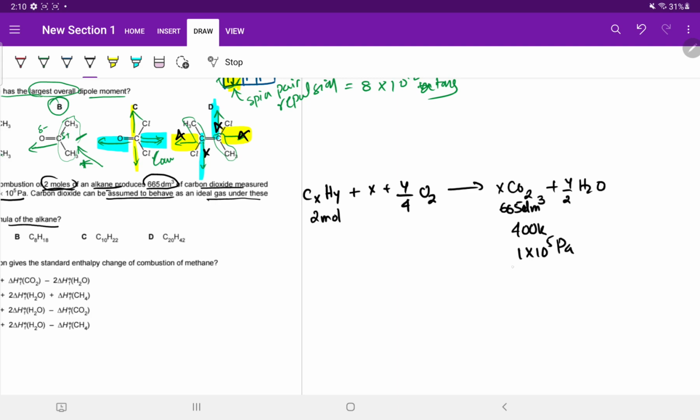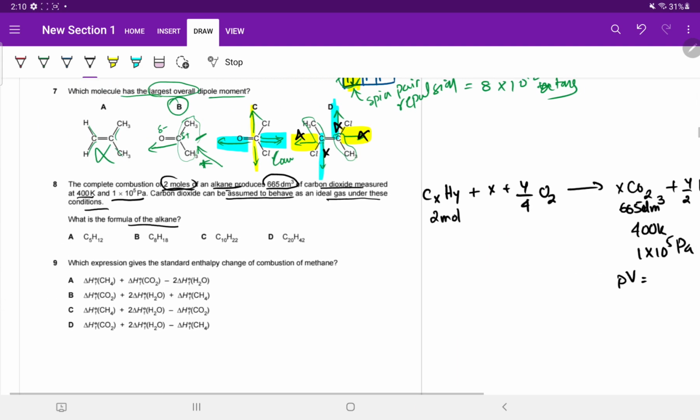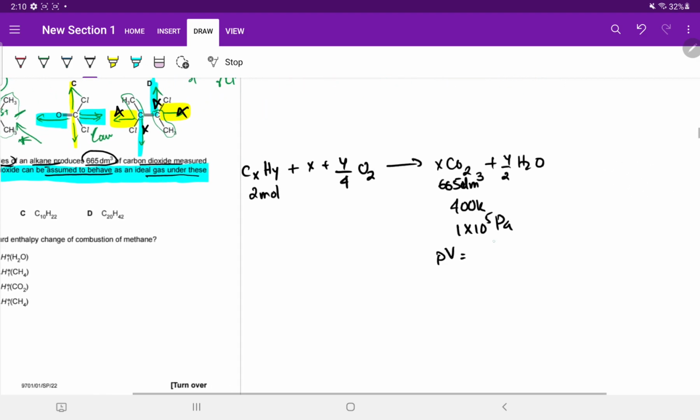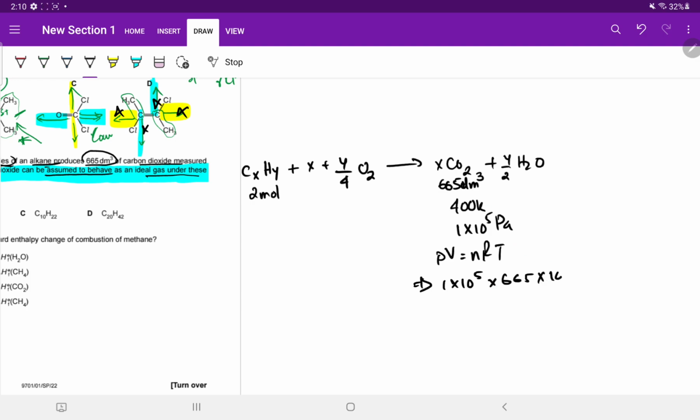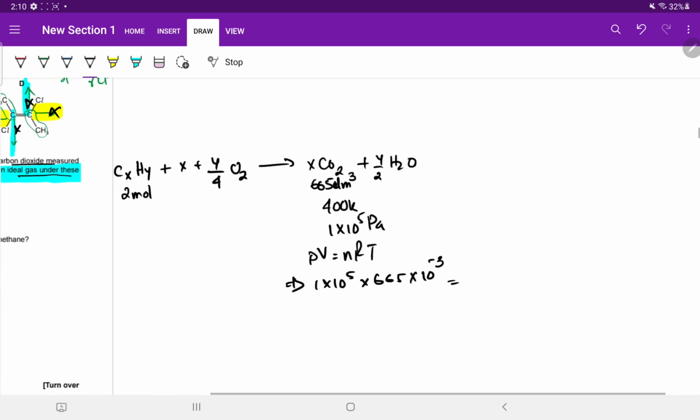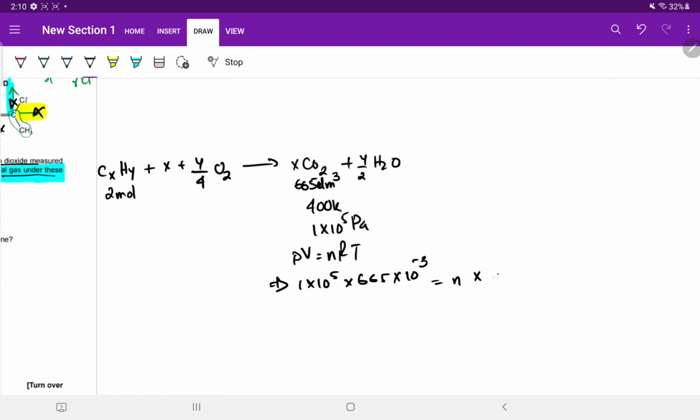Okay, so for carbon dioxide we can use the ideal gas equation, because the question has mentioned that carbon dioxide can be assumed to behave as an ideal gas under these conditions. So let's use the ideal gas equation, which is PV equals nRT. So pressure is 1 times 10 to the power 5, volume we have got 665, and to convert it to meter cube, so 10 to the power minus 3. Here we need to find the moles. R is equal to 8.31, and our temperature is given in Kelvin, which is 400. Over here if you find out the moles, you're going to see it's 20 moles. So over here x shall be 20.